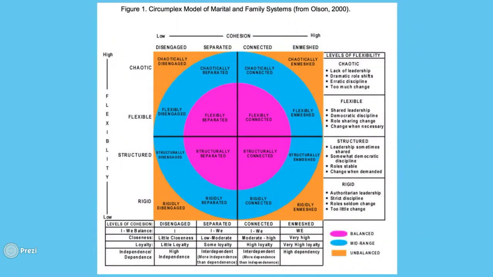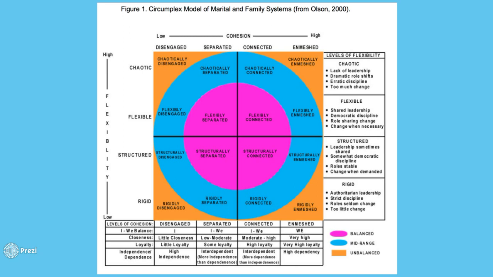So here's one way of looking at family systems theory. There's a lot of different parts to it. This is just one kind of chart that we like to use to show these two different levels. So we have cohesion across the top, which is closeness. And then we have flexibility that's going up and down the side. So when we look at cohesion, on the left there, you see that it's low cohesion.